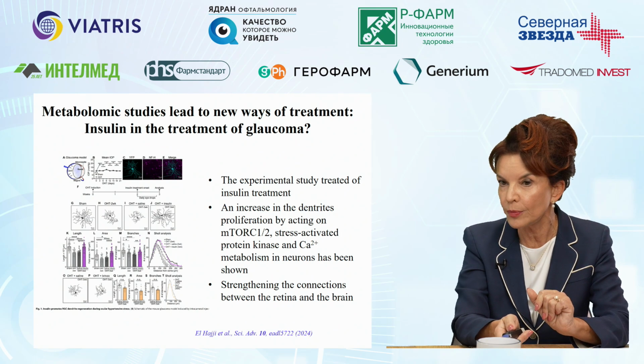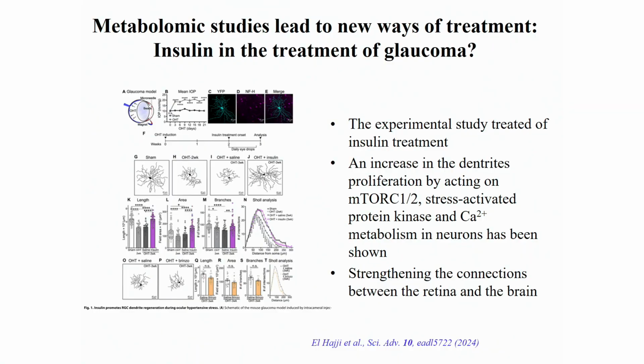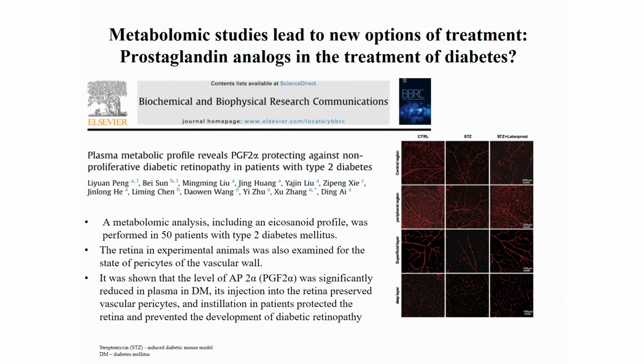When we tried to treat lab animals with hypertension with insulin, it turned out that these animals had the dendrites restored and the pulse to the brain cortex transferred much faster. You can see insulin in the treatment of glaucoma, and prostaglandin analogs in the treatment of diabetes.